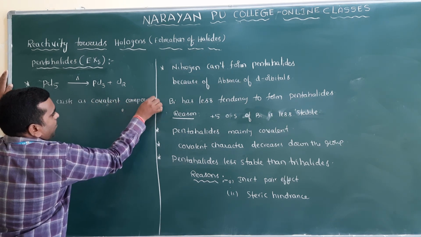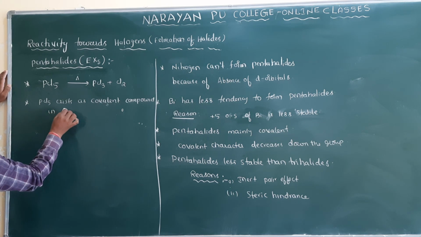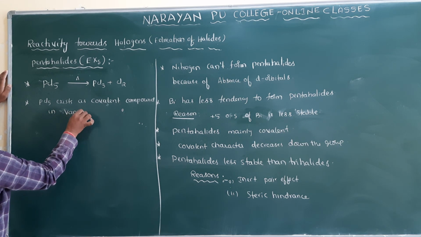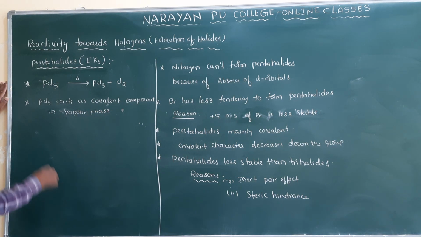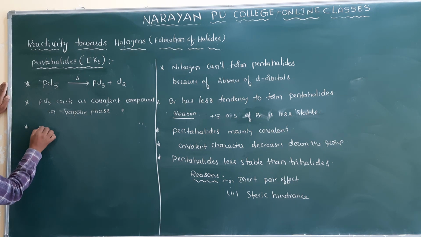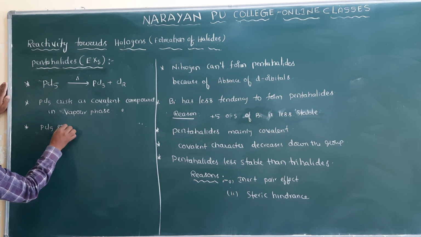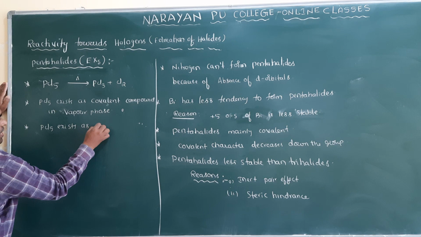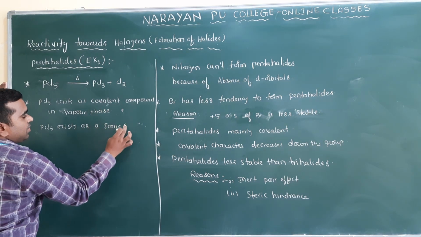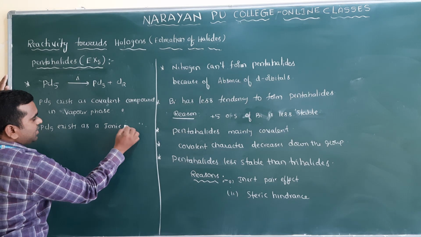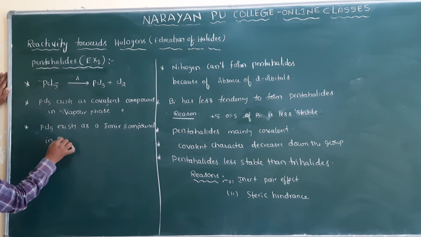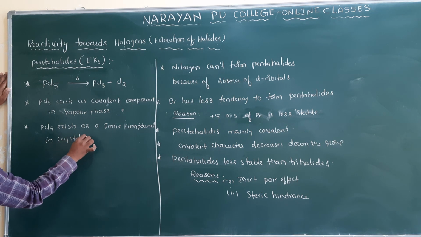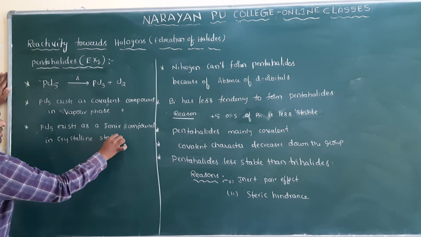in the vapor phase, which means in the gaseous state. In the same way, PCl5 exists as an ionic compound in the crystalline state, which means the solid state.